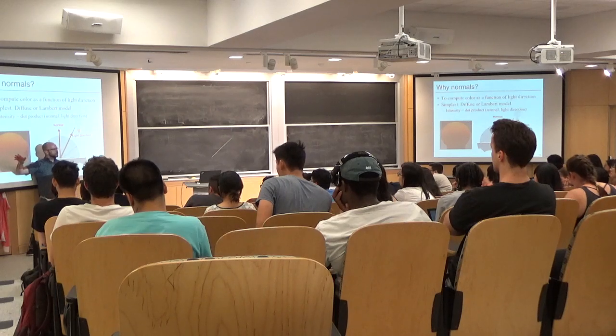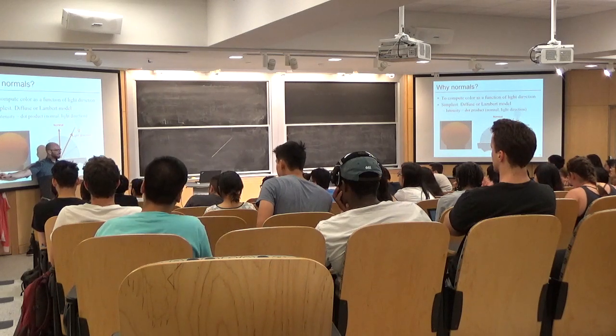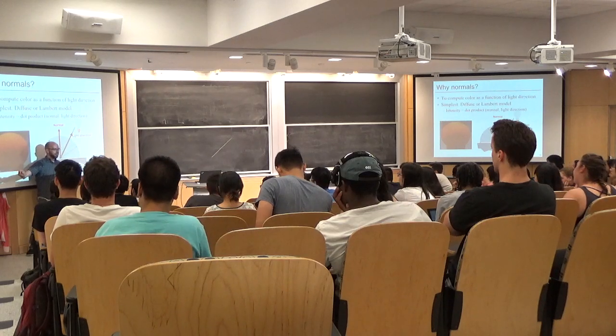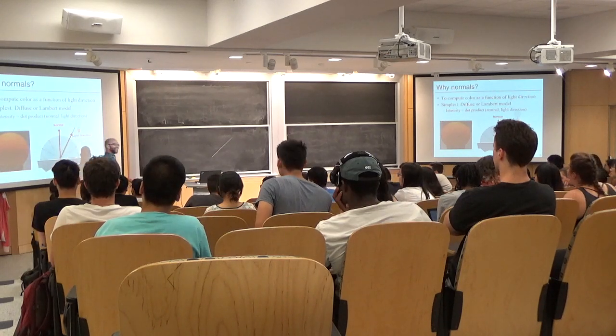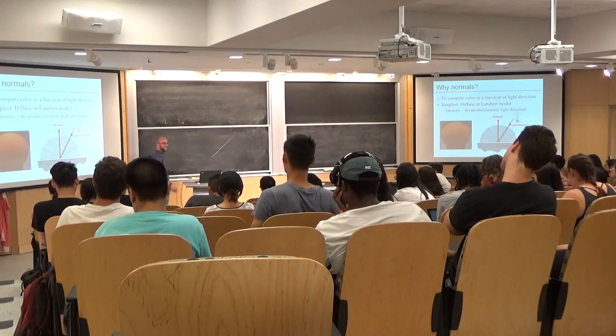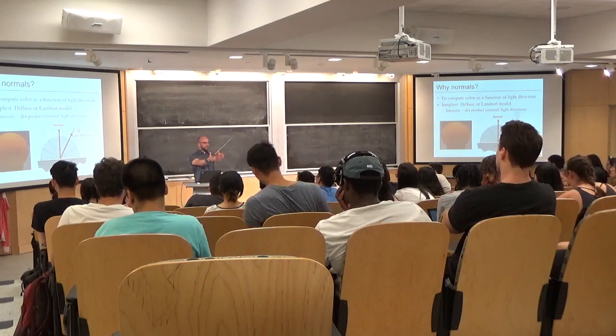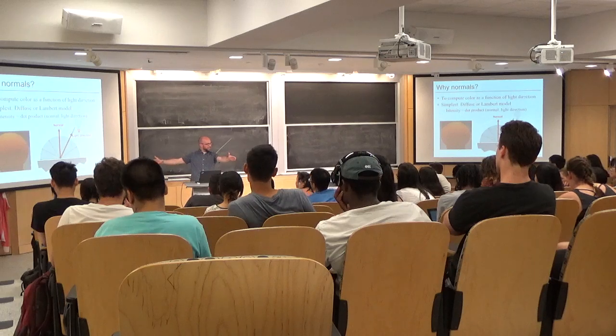Let's say I have 2 unit vectors. When is the dot product the biggest? I see some hand gestures. When they're parallel, right? Where dot product looks like cosine. Yeah. And when is it 0? When they're orthogonal. Yeah.